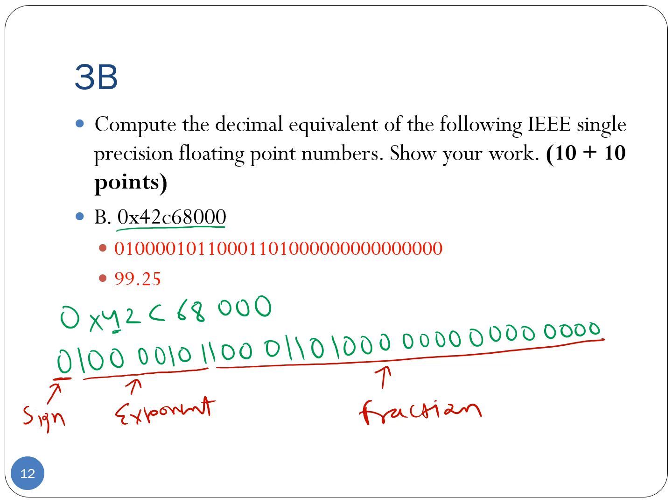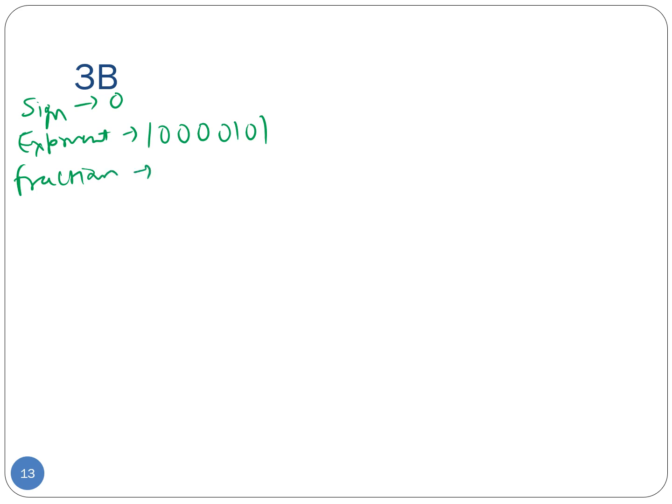So the sign bit is 0. What that means is our number is a positive number. Let's continue this on the next slide. So far we have the sign bit is 0, the exponent is given by 1 0 0 0 0 1 0 1, and the fraction is basically 1 0 0 0 1 1 0 1, and then followed by a bunch of zeros.